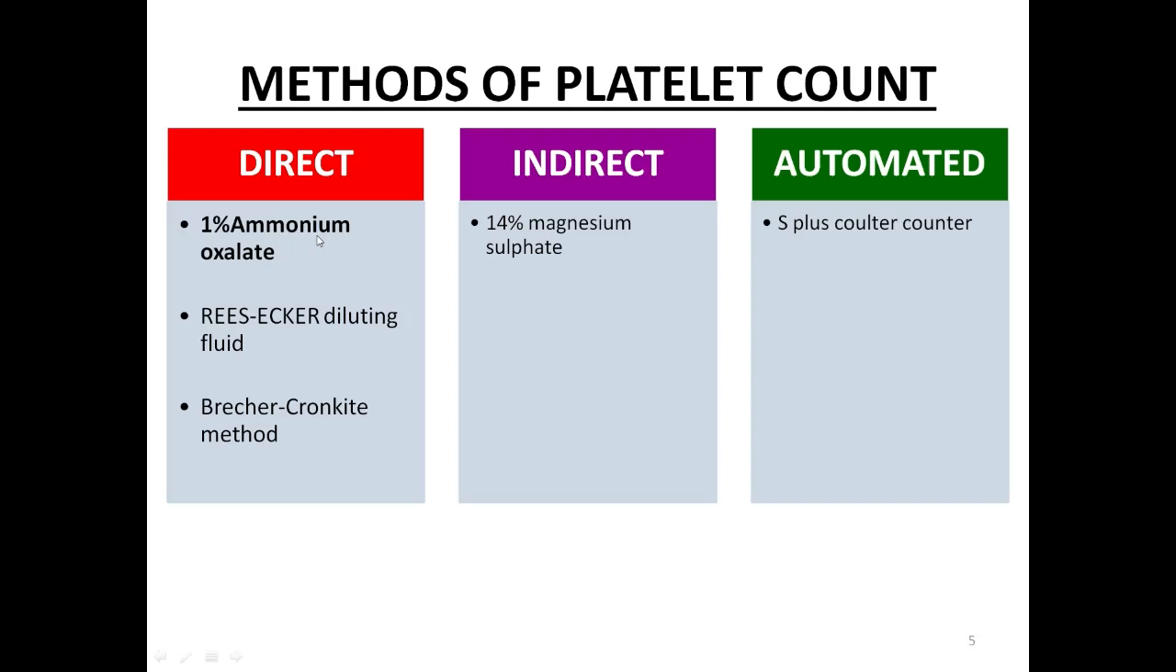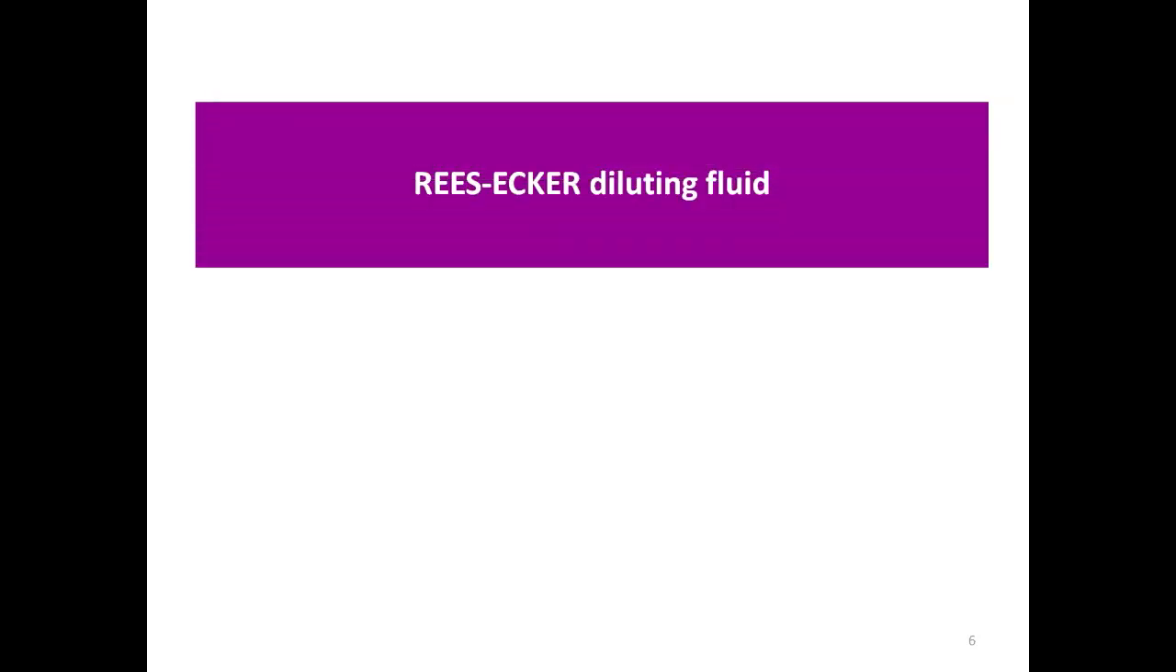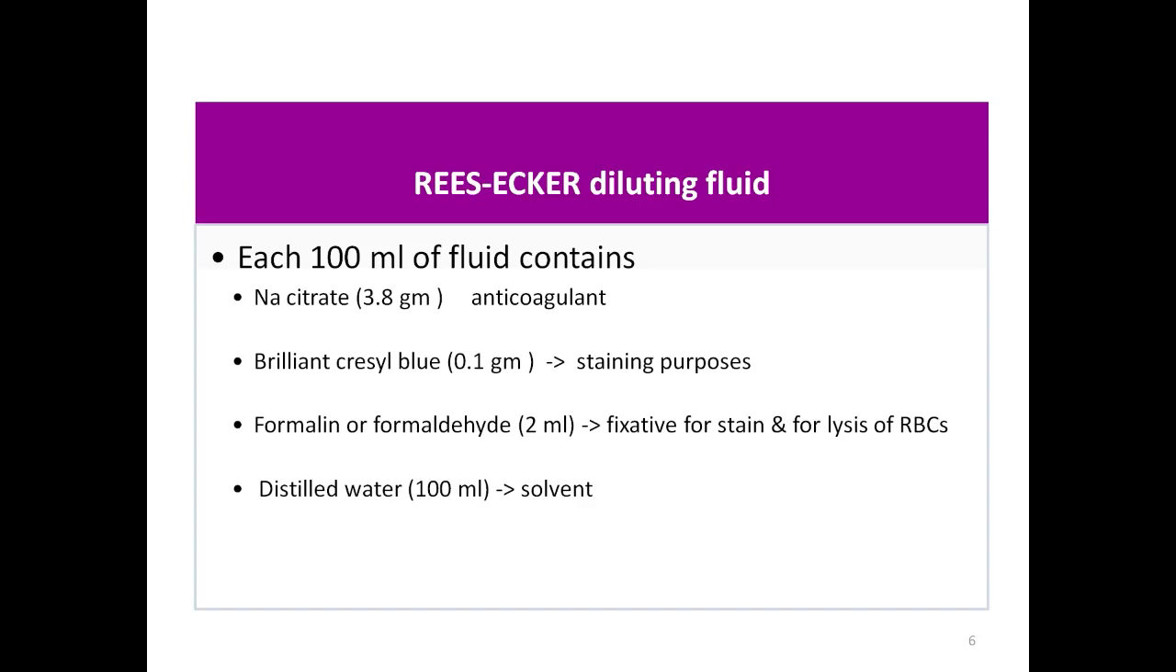So the important one is the direct method and, as I said, 1% ammonium oxalate, right? Now let's see the Rees-Ecker diluting fluid content. So, 100 ml of diluting fluid contains sodium citrate 3.8 gram, brilliant cresyl blue 0.1 gram, formalin 2 ml and distilled water 100 ml. As the name suggests, sodium citrate acts as an anticoagulant. Brilliant cresyl blue stains the platelets. Formalin acts as a fixative and it also causes lysis of RBC. Distilled water we are using as a solvent.